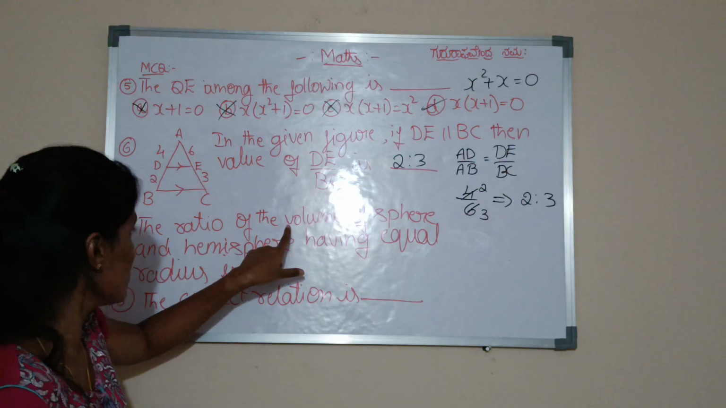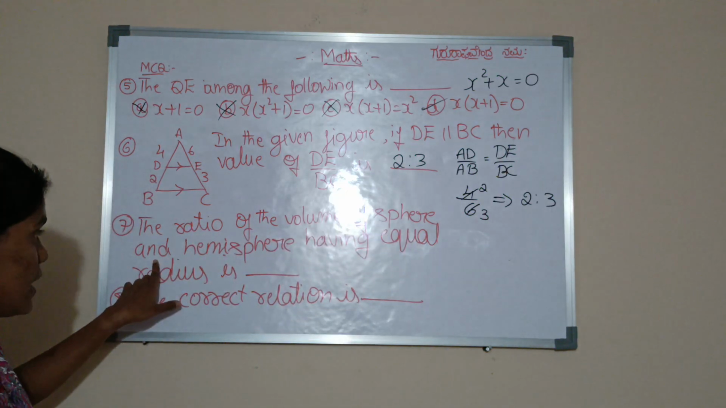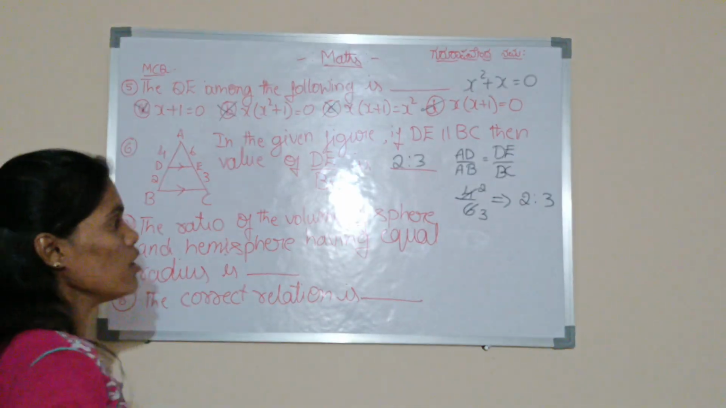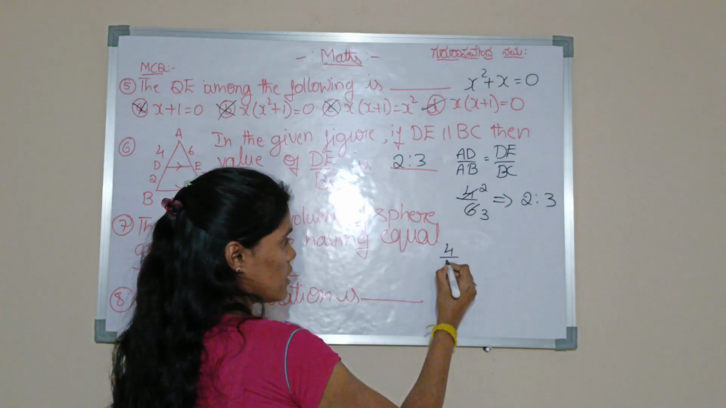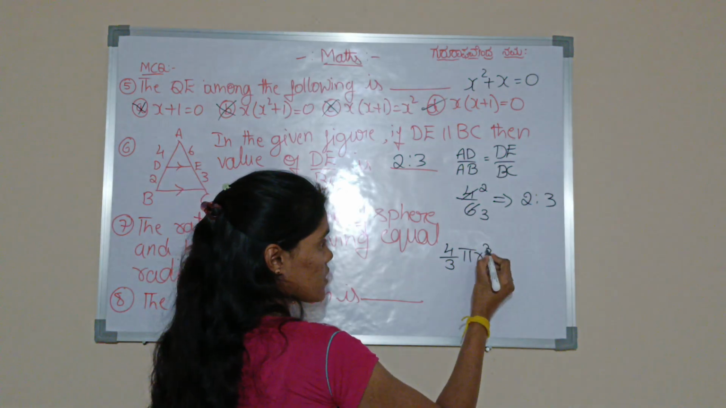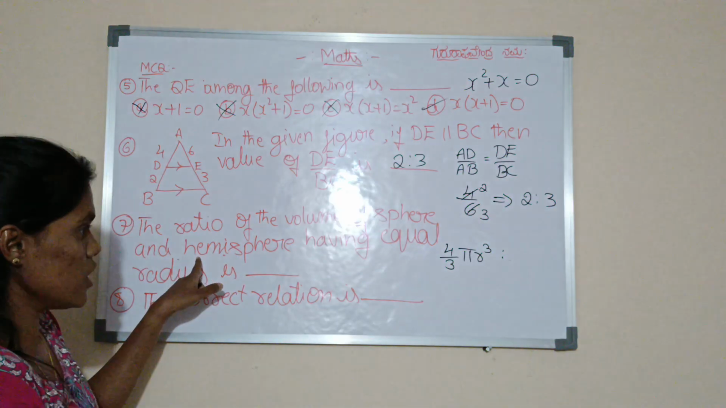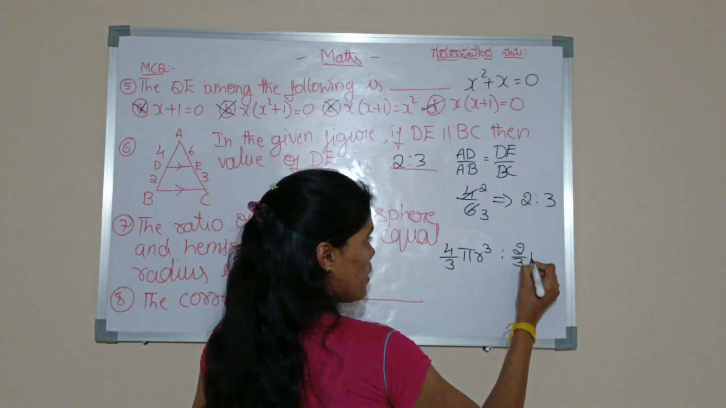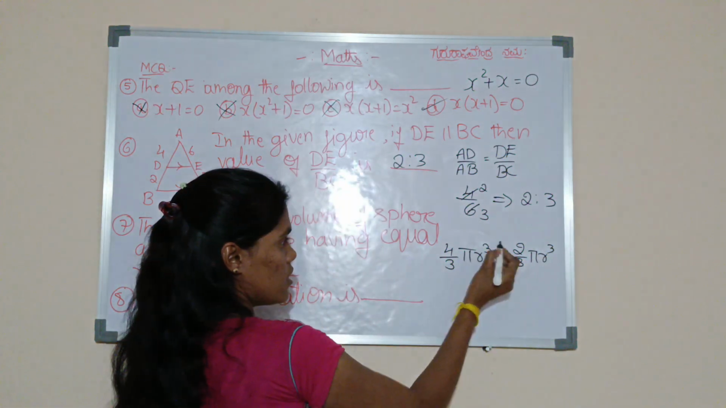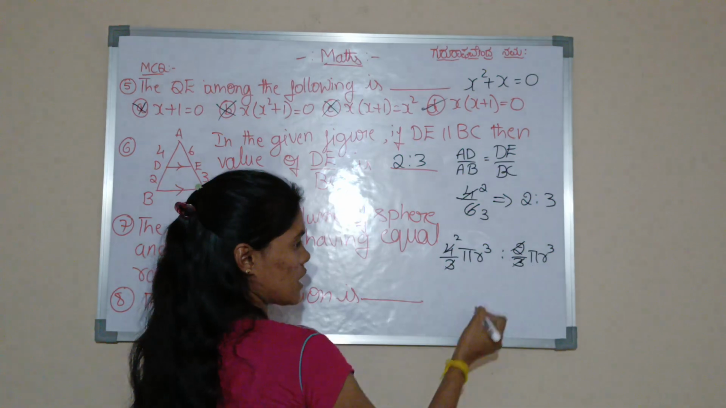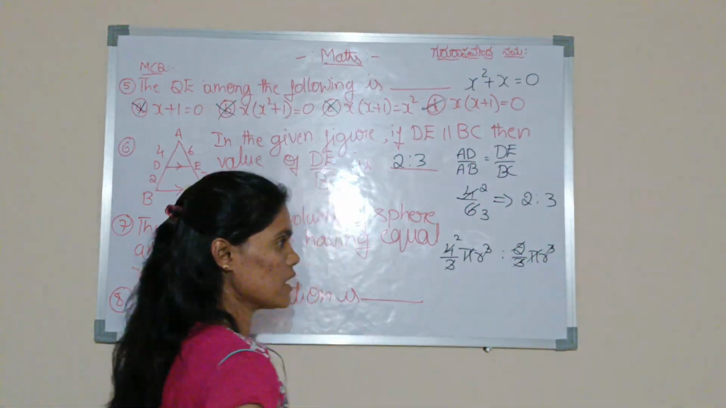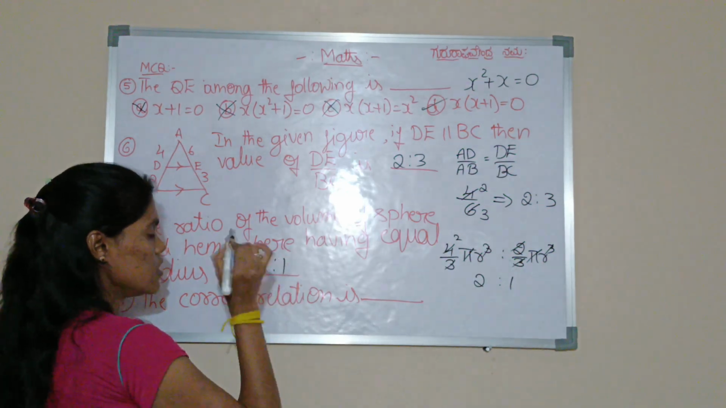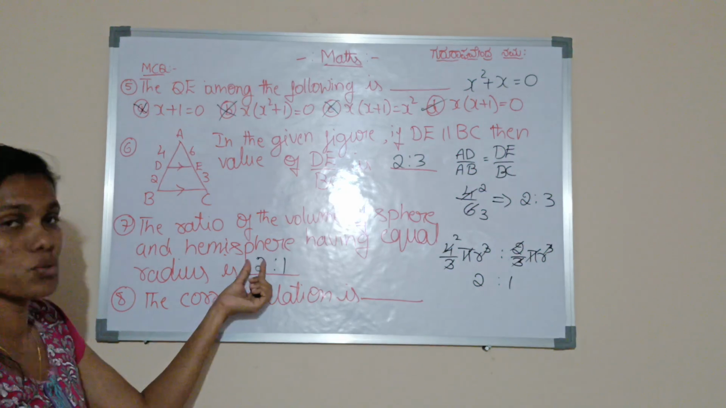The ratio of the volume of sphere and hemisphere having equal radius. They are asking ratio. Volume of a sphere formula 4 by 3 pi r cube. Ratio they are asking, so is to hemisphere, that is 2 by 3 pi r cube. Then 2 ones are, 2 twos are, 3 3 get cancelled, pi r cube get cancelled. What will be left? 2 is to 1. What is the correct answer for ratio here? For volume of sphere and hemisphere, that is 2 is to 1.